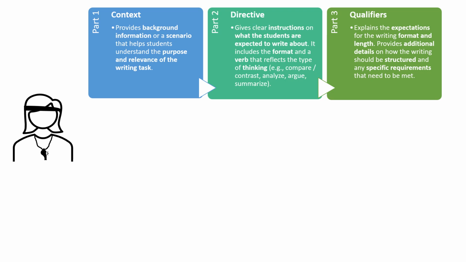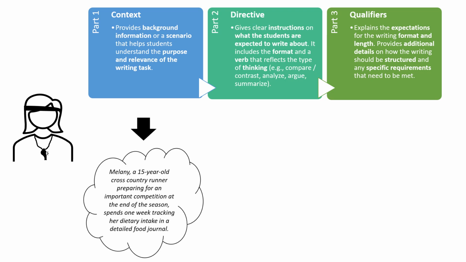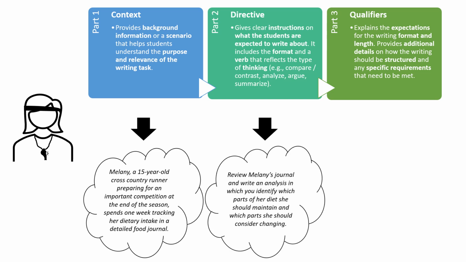So let's look again at how our lifetime wellness teacher could rewrite her prompt to get better responses from her students. For context, she could say, Melanie, a 15-year-old cross-country runner preparing for an important competition at the end of the season, spends 1 week tracking her dietary intake in a detailed food journal. As a directive, the prompt could say, review Melanie's journal and write an analysis in which you identify which parts of her diet she should maintain and which parts she should consider changing.